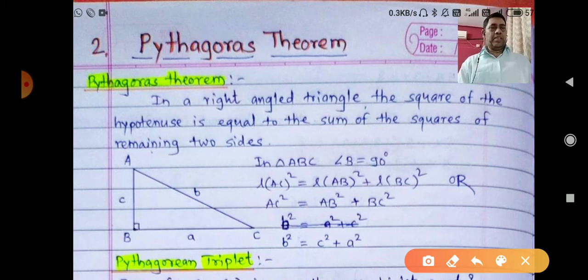In triangle ABC, length AC square is equal to length AB square plus length BC square, or AC square is equal to AB square plus BC square, and in short, by using lengths, b square is equal to c square plus a square, or b square is equal to a square plus c square. This is one of the formulas we say.